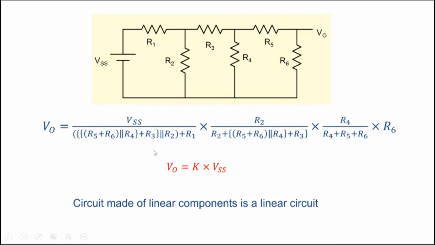This factor K, of course, is complicated. It involves all these resistors that you see here. But the dependence on VSS is straightforward, it is proportional. If you double VSS, V0 will double. If you make VSS equal to 0, V0 will go to 0.